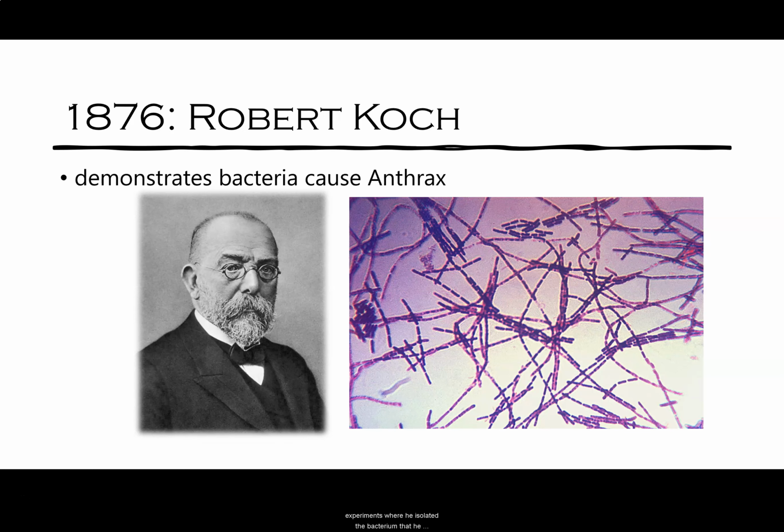of experiments where he isolated the bacterium that he called Bacillus anthracis, and then he was able to grow it in the laboratory and inject it in a test animal and get that disease to occur in the test animal as well. This set up a series of postulates we now call Koch's postulates for proving the cause of an infectious disease. And we'll talk more about that as we go through this semester. But what I want you to remember about Robert Koch right now is that he was the first person to link a microorganism with a disease.